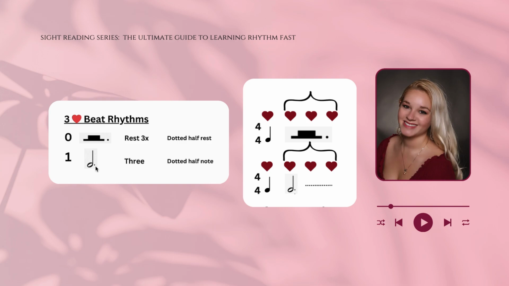Now, remember that the dot equals half of whatever the note's worth. So remember, it's a 2-beat rhythm that has a dot. So it has 2 beats. You add half of the value. So half of 2 is 1. So now you have 2 plus 1 equals 3.